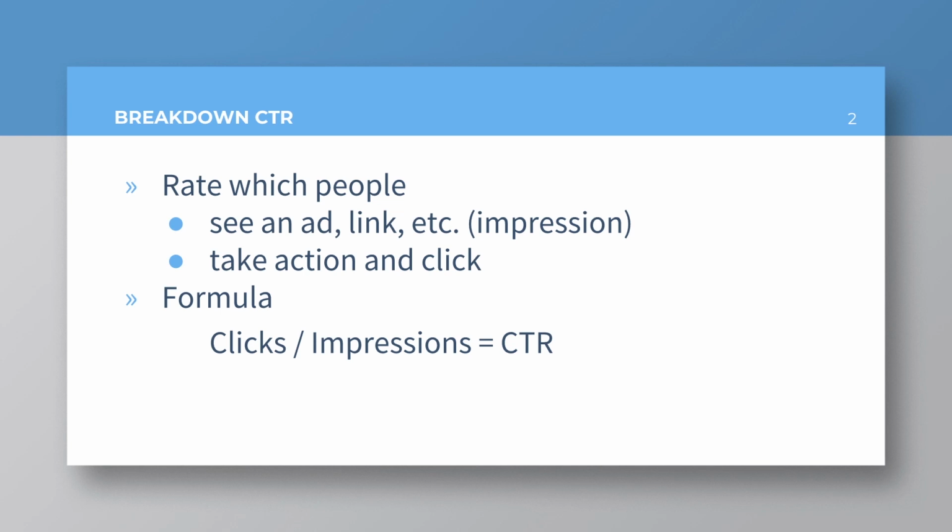It's basically the rate at which people will see an ad or a link, and when they view it, it's called an impression. So it's not necessarily the number of actual people that see it, but it's how many times they see it. So if they see it twice, that would be 2 impressions, even though it's the same person. And when they take an action or a click, it registers as a click. The formula for CTR is the total number of clicks you receive divided by the total number of impressions your ad received.